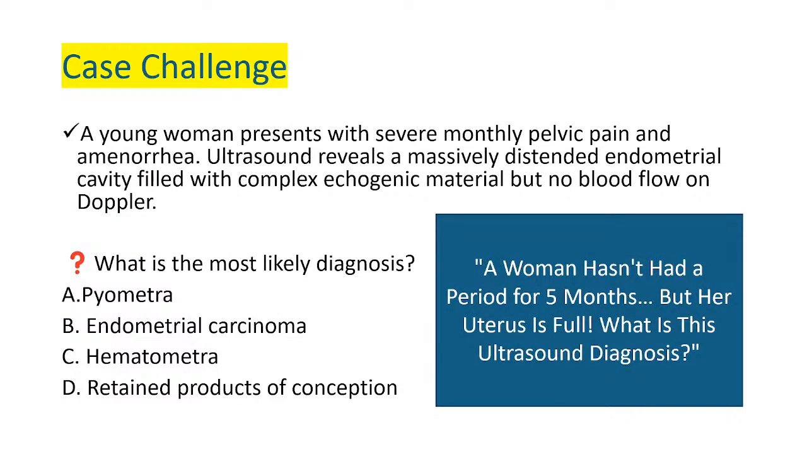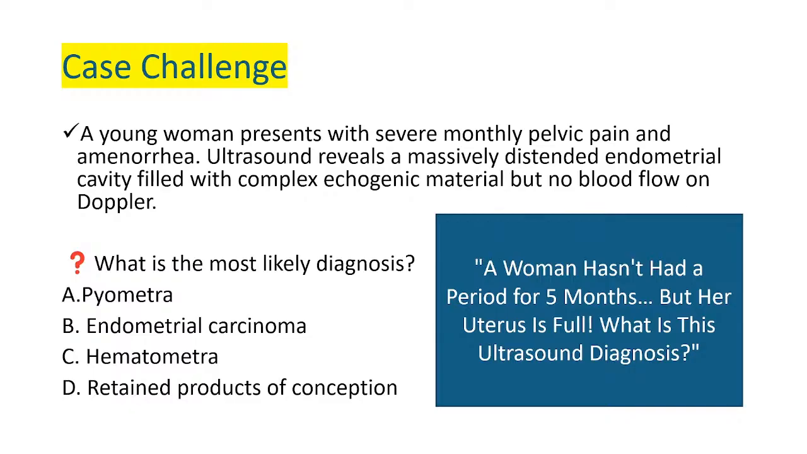So now let's just do this case challenge quickly. A young woman presents with severe monthly pelvic pain and amenorrhea. Ultrasound reveals a massively distended endometrial cavity filled with complex echogenic material, but no blood flow on Doppler. What is the most likely diagnosis? A. Pyometria. B. Endometrial carcinoma. C. Hematometria. D. Retained products of conception.